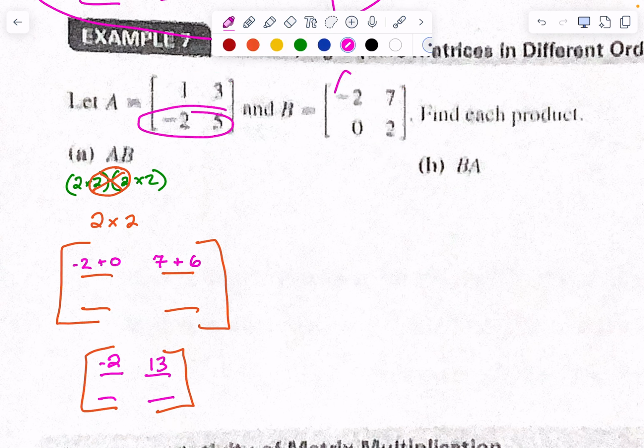Negative 2, 5 and negative 2, 0. Negative 2 times negative 2 is positive 4. And 5 times 0 is 0. So in that cell should go 4. Okay? And next, negative 2, 5 and 7, 2. Negative 2 times 7 is negative 14. 5 times 2 is 10. So that is negative 4. And that's my final answer.